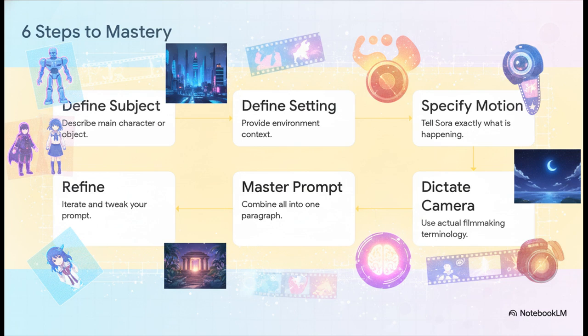First, define your subject clearly. Second, describe the setting and environment. Third, specify the motion and action. Fourth, dictate the camera angle and style. Fifth, combine all of that into one master prompt. And finally, step 6, iterate and refine. Let's actually build one of these together.